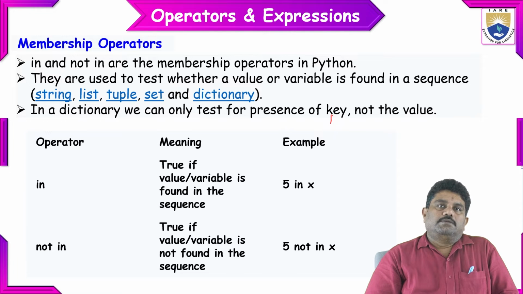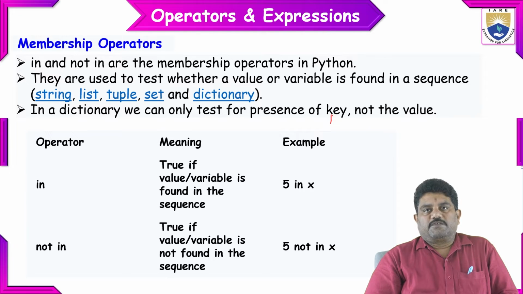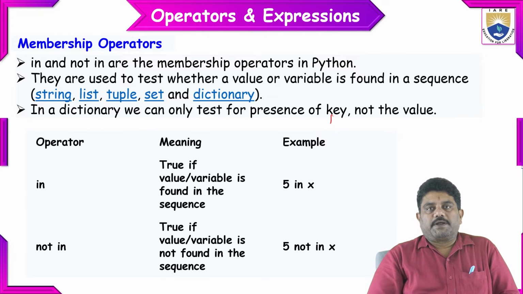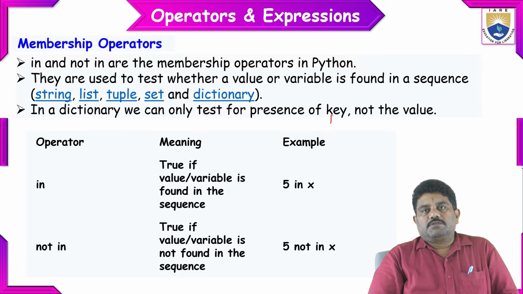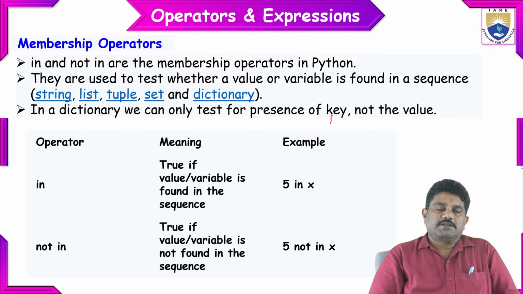And next, membership operators. In and not in. These two are the membership operators. If you take the operator in, it returns true if a value or variable is found in the sequence. Especially these are applied to sequence types. So if the value you have taken is there in the sequence, it returns true. If it is not there, it returns false. The operator not in does the opposite. It returns true if the value or variable is not found in the sequence, otherwise it returns false.